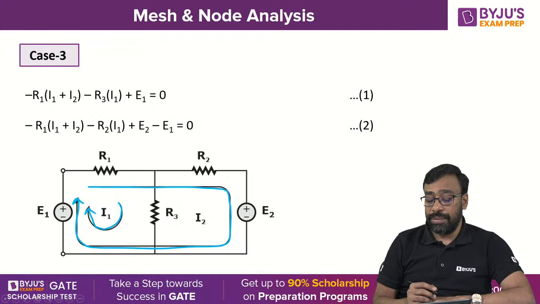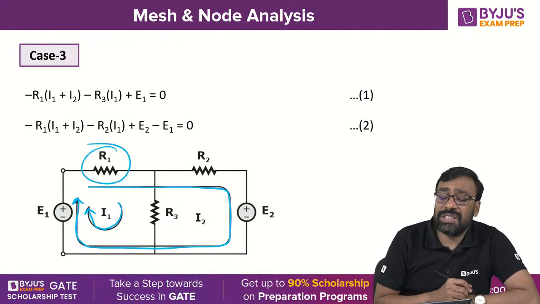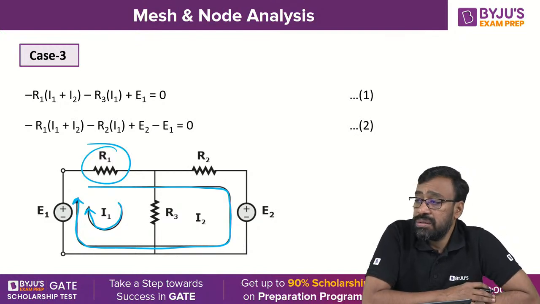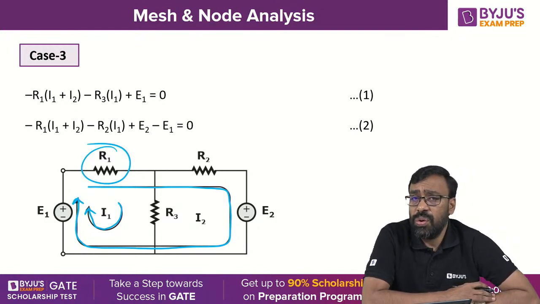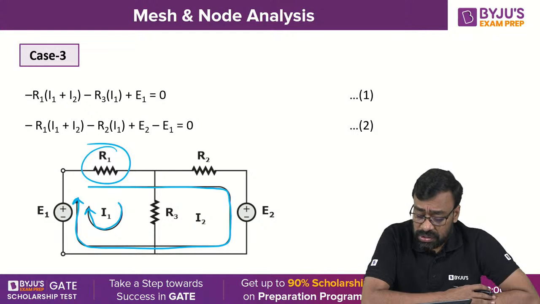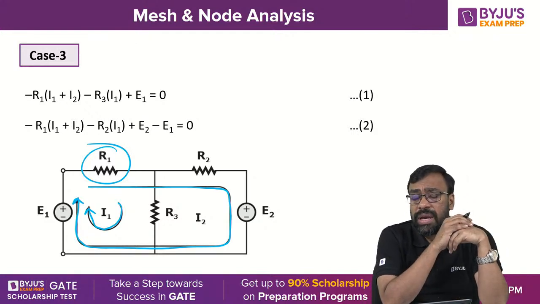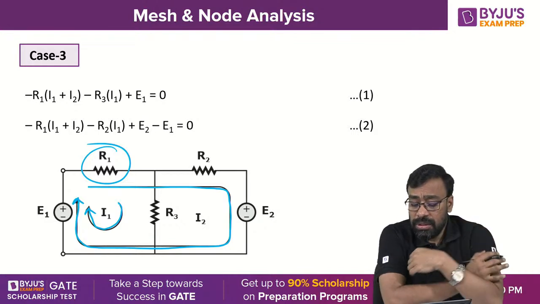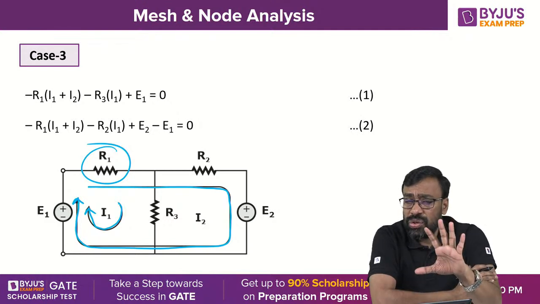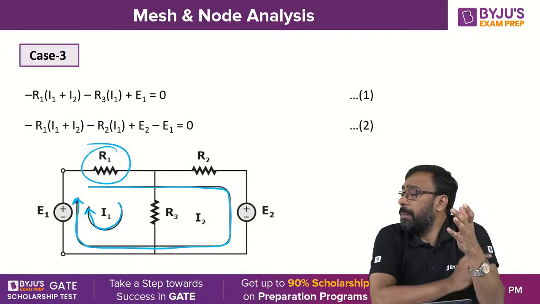Now tell me, does this element belong to the first loop or the second loop? Please quickly respond. R1 belongs to only the first loop, only the second loop, or both first and second loop? Similarly, R3 belongs to only first loop, only second loop, or both? R2 belongs to only first loop, only second loop, or both? Could you please respond quickly?